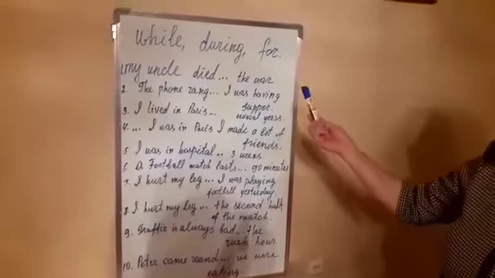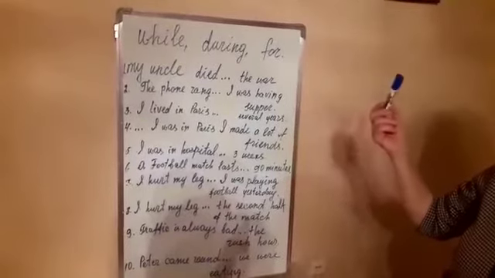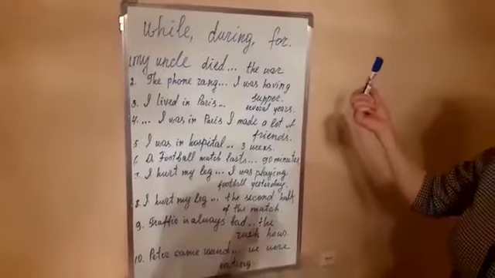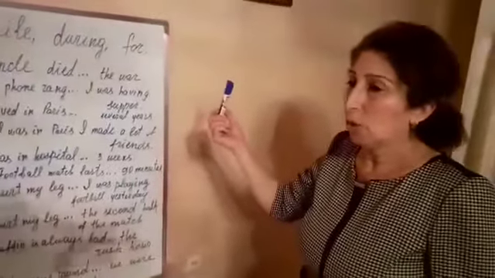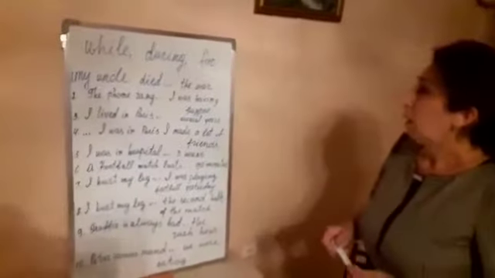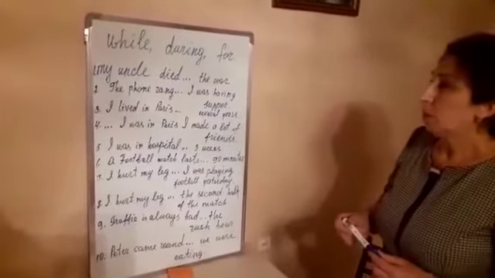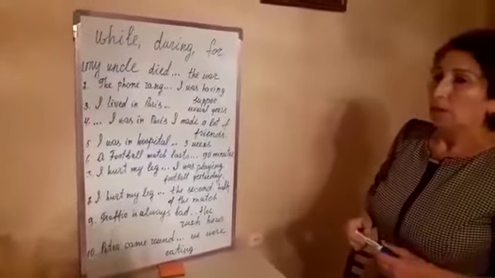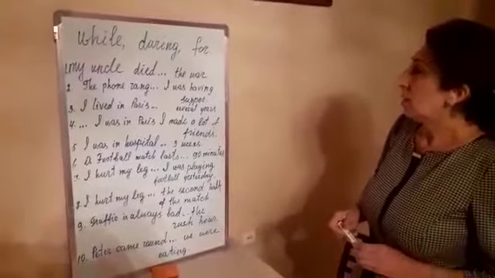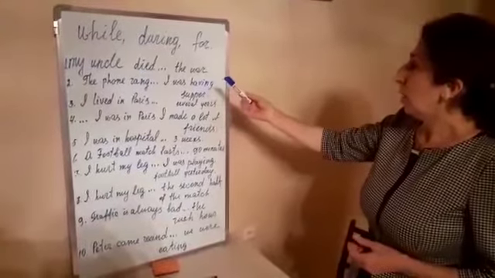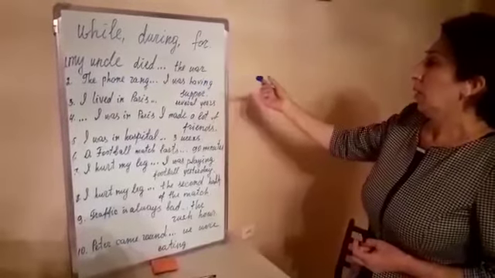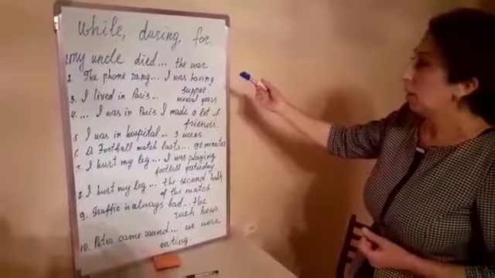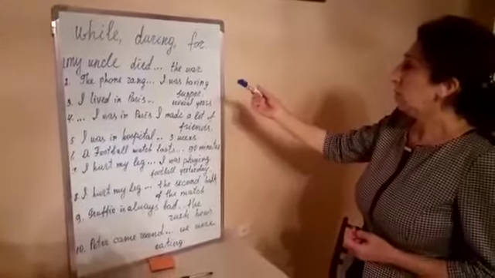And we are going to do an exercise from our workbook. Exercise number 12 on page 22. We are going to fill gaps with the words while, during, and for. The first sentence: my uncle died the war. There is a noun and we have to write during. My uncle died during the war.